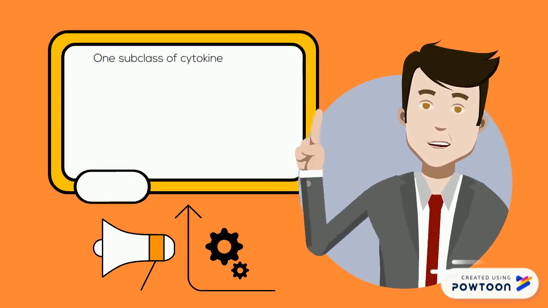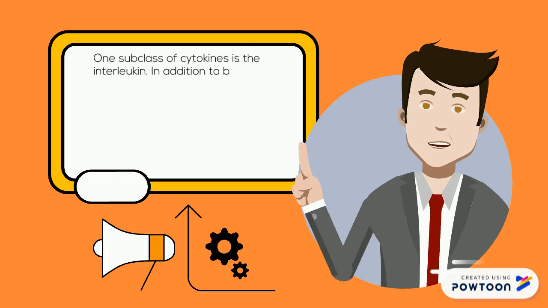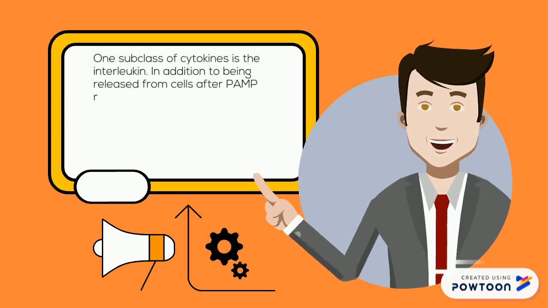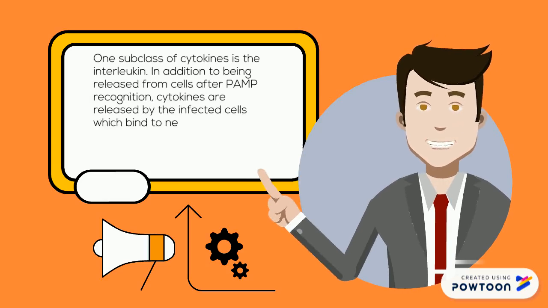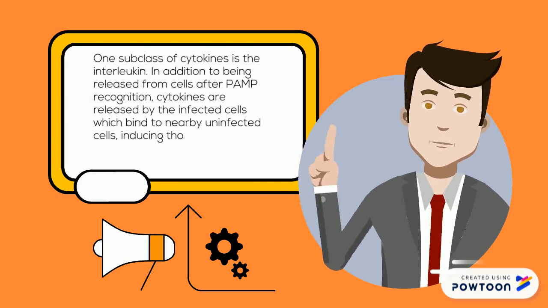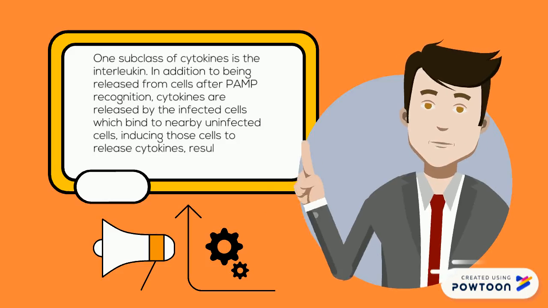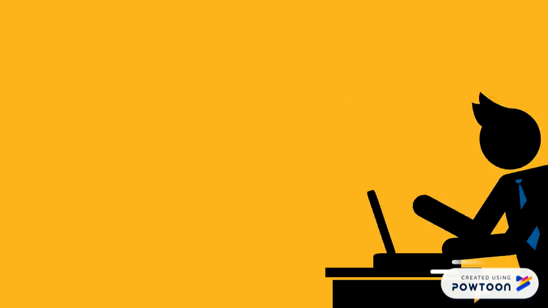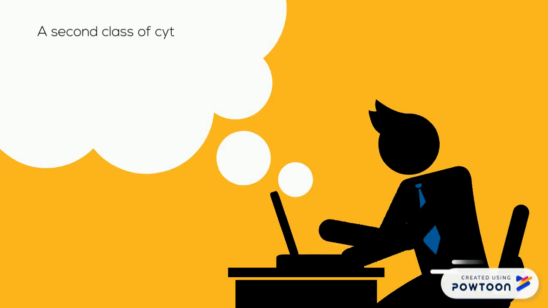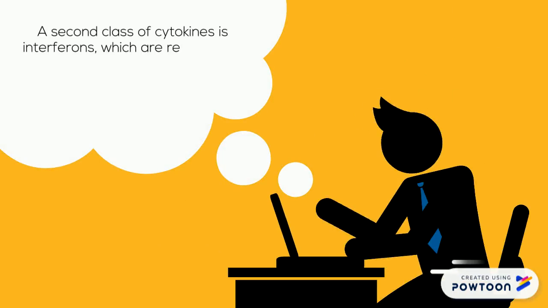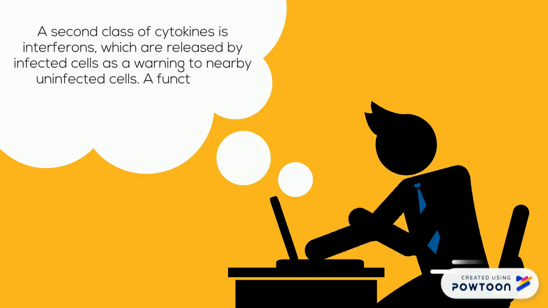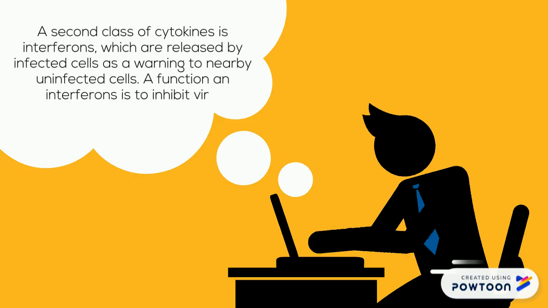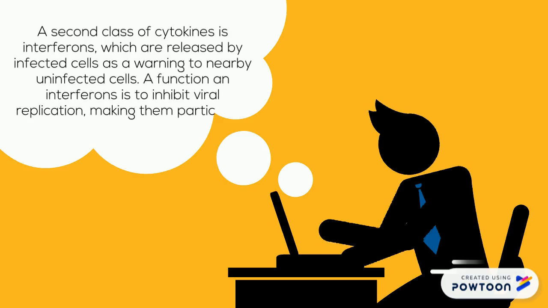One subclass of cytokines is the interleukin. In addition to being released from cells after PAMP recognition, cytokines are released by the infected cells, which bind to nearby uninfected cells, inducing these cells to release cytokines, resulting in a cytokine burst. A second class of cytokines is interferons, which are released by infected cells as a warning to nearby uninfected cells. A function of interferons is to inhibit viral replication, making them particularly effective against viruses.